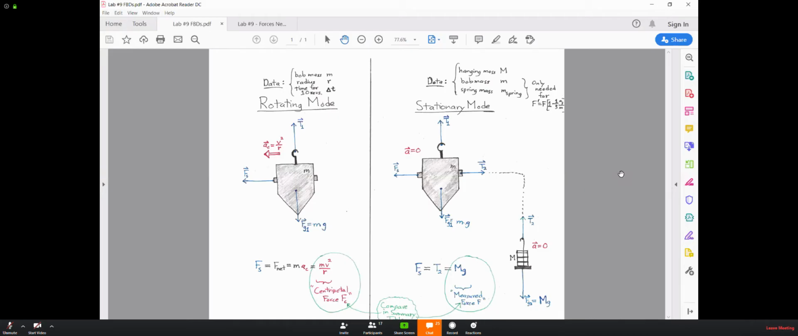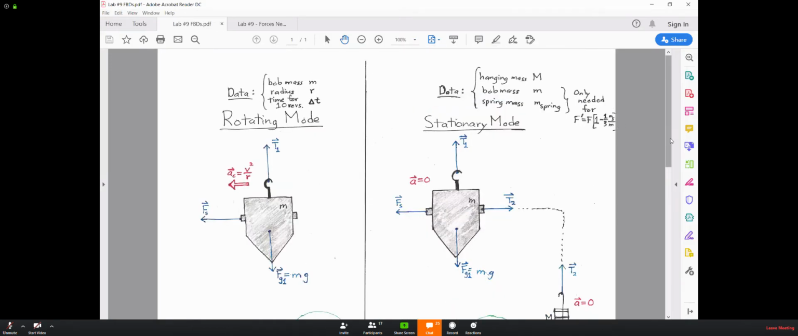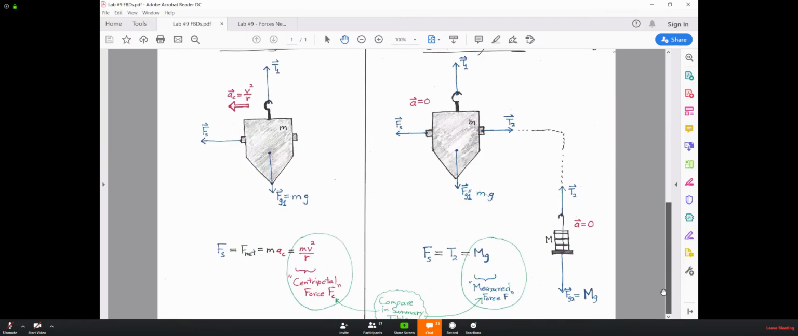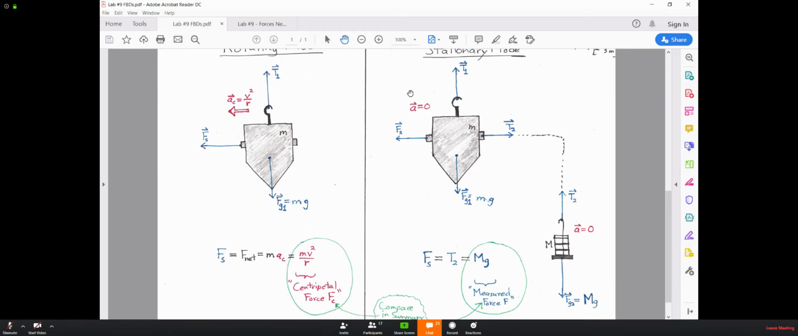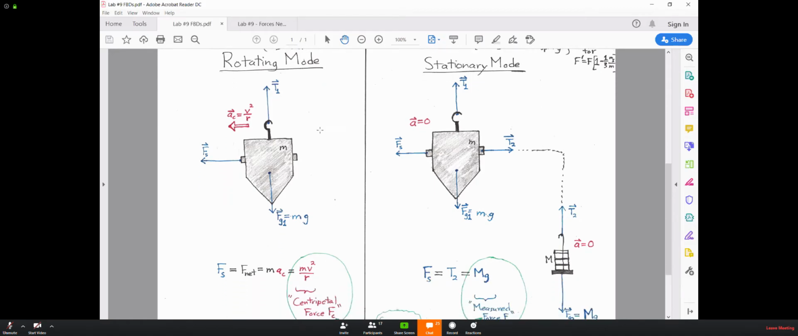Okay. So we got some free body diagrams here. When you're rotating, this is the rotating one. Rotating data, MR delta T. When you're rotating, what's the free body diagram?